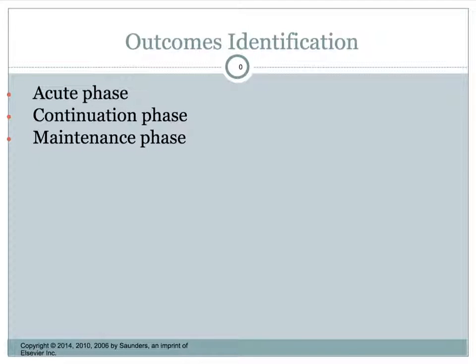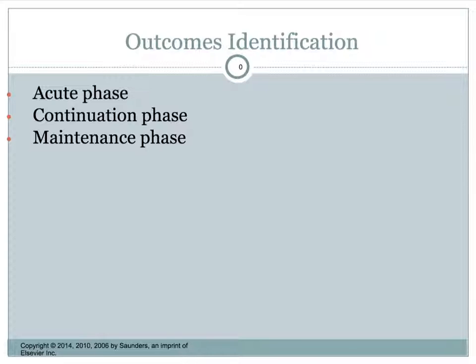As far as outcomes identification, there are 3 phases. In the acute phase, you want to prevent injury. You want to protect them. You want to make sure that they are eating and drinking, that they're under some type of control, and their thoughts are under control, and they're not attempting to hurt themselves or someone else, that they are getting some sleep and rest, and we monitor their vitals and so forth.